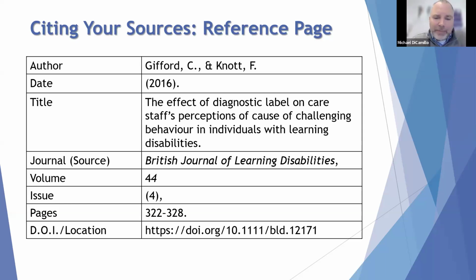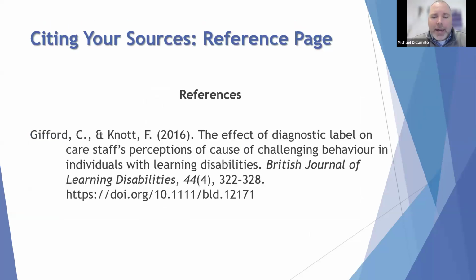Once you have all of this information, then you can go ahead and create your citation. It goes right in the order of this chart. So it's author, date, title, journal, volume, issue, pages, and DOI. It ends up looking like this.